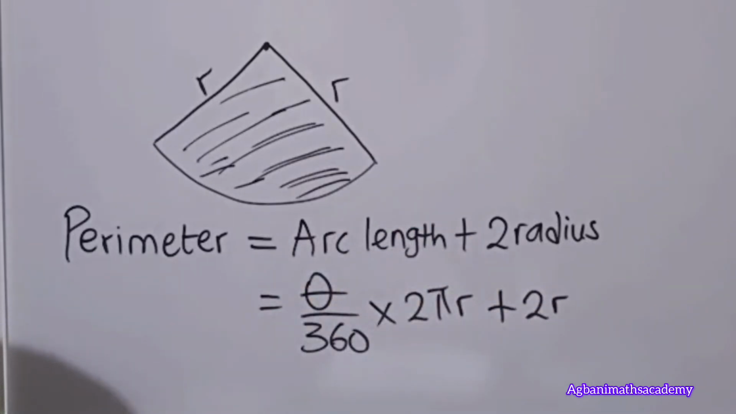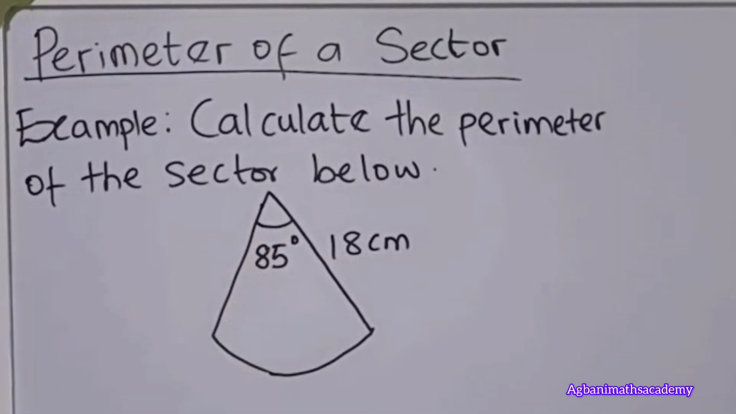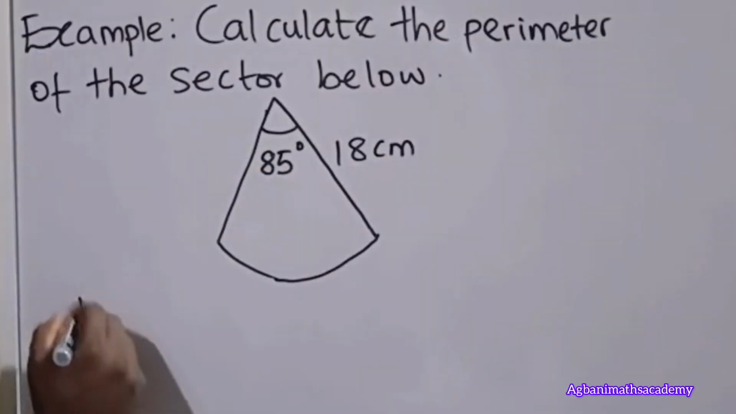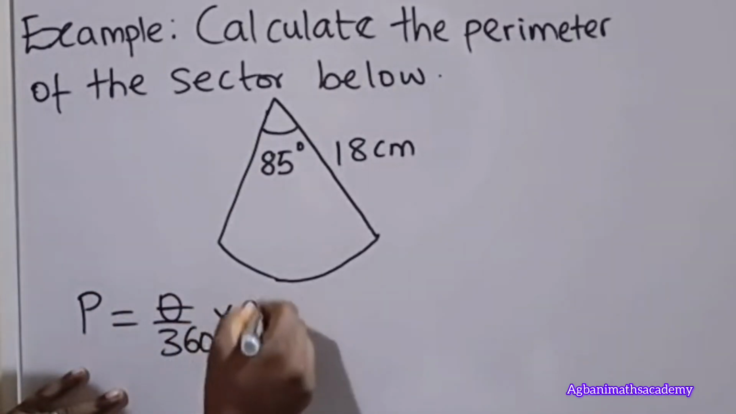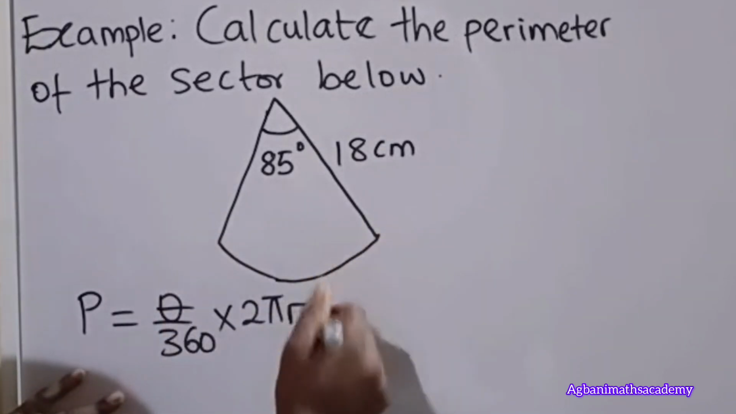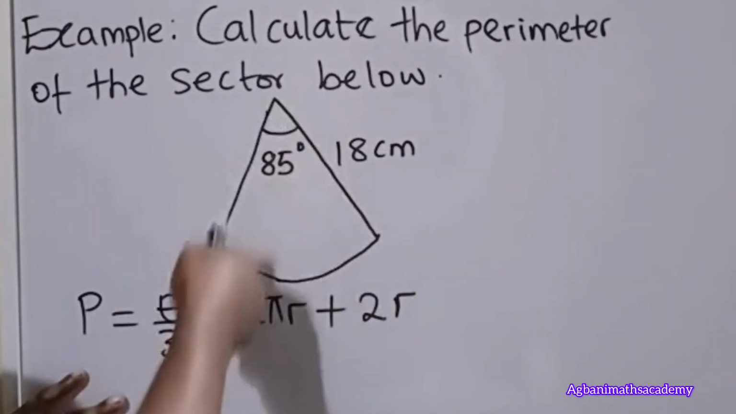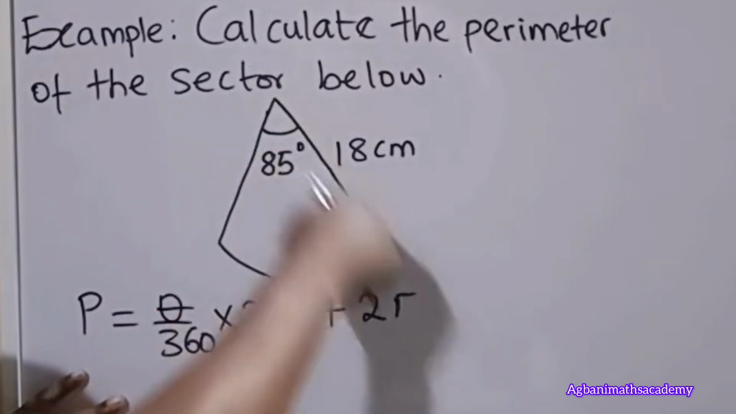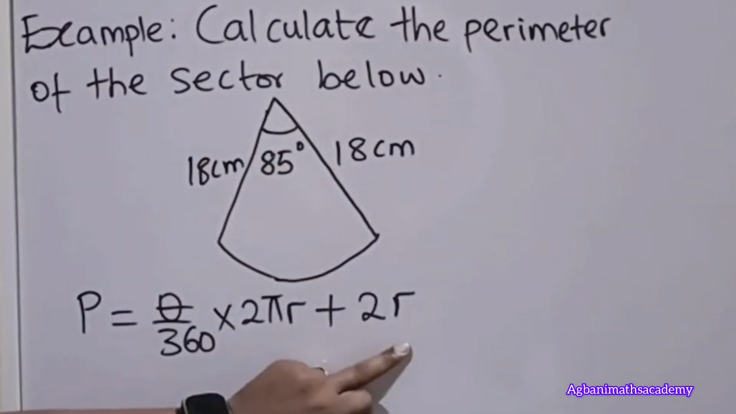So we're going to solve an example on this. You can find the perimeter of this sector by applying the formula that we earlier wrote down, which is perimeter is equal to theta over 360 times 2 pi radius. That will give you the arc length, plus 2 radius. This is one part of the perimeter, and this is another part of the perimeter. This is a radius, 18 centimeter, and this is a radius, 18 centimeter. That's why we have 2 radius.